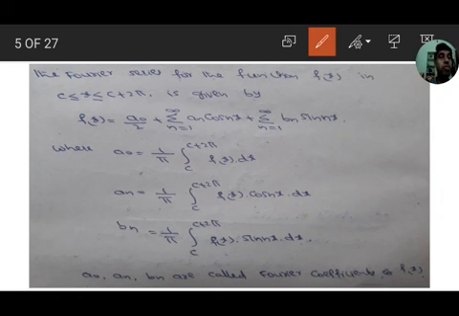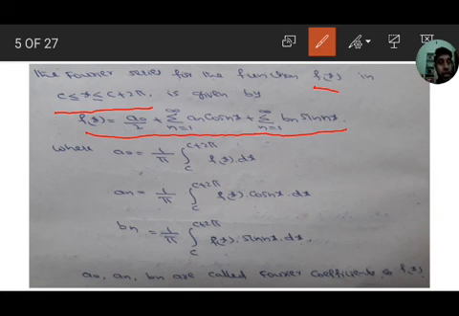First, the Fourier series for the function f of x in c less than or equal to x less than or equal to c plus 2 pi is given by f of x equal to a naught by 2 plus sigma n equal to 1 to infinity a n cos nx plus sigma n equal to 1 to infinity b n sin nx. It is the Fourier series.